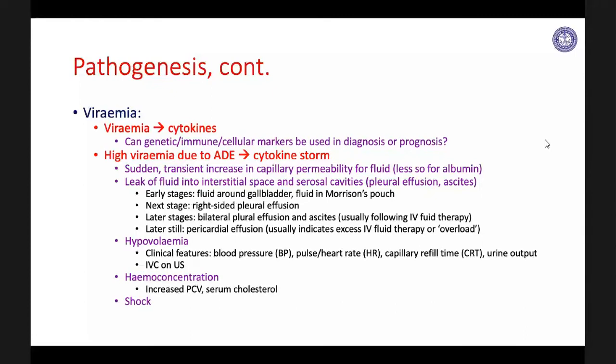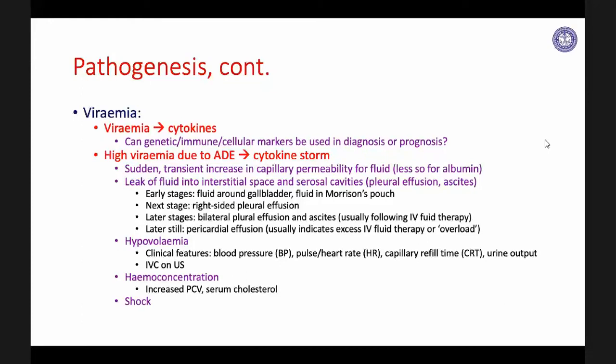The second manifestation is they become hypovolemic because, as you can understand, the plasma leaks out, therefore the total blood volume becomes reduced. And that is the reason for the death, because they die of hypovolemic shock. But the hypovolemia is not due to hemorrhage, it's due to plasma leakage. So as a result of hypovolemia, you will get clinical features such as reduced blood pressure, increased pulse rate and heart rate, increased capillary refill time, and reduced urine output. If we have ultrasound scan facilities, we can also look at the inferior vena cava to get an idea about the volume status.